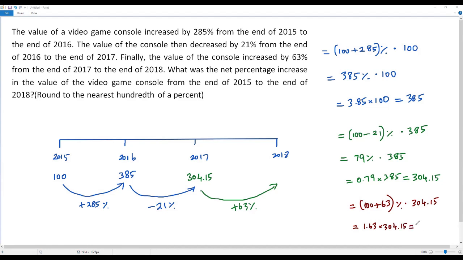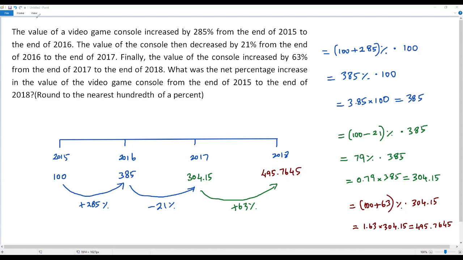When I multiply these two values, I am getting 495.7645. Let me write that value over here, 495.7645. When I increase this value 304.15 by 63%, this is the value I am getting.